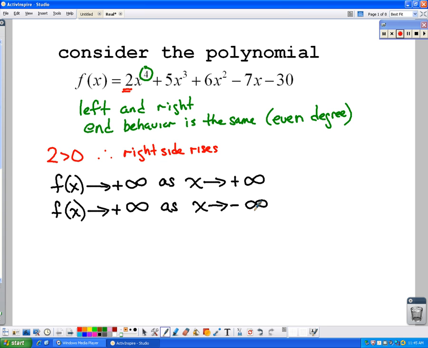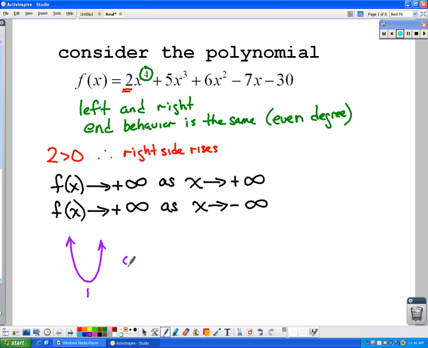If you recall from the packet that we worked on when we first began discussing end behavior, you know that a quartic function can actually look a lot like a parabola. So it's quite possible that a quartic function will only have one turn in it. So again, it's not technically a parabola, but it looks much like a parabola.